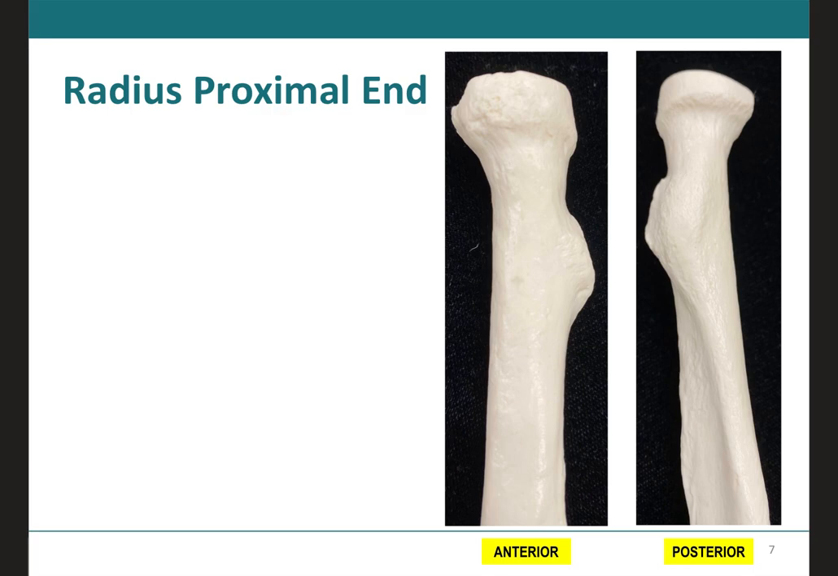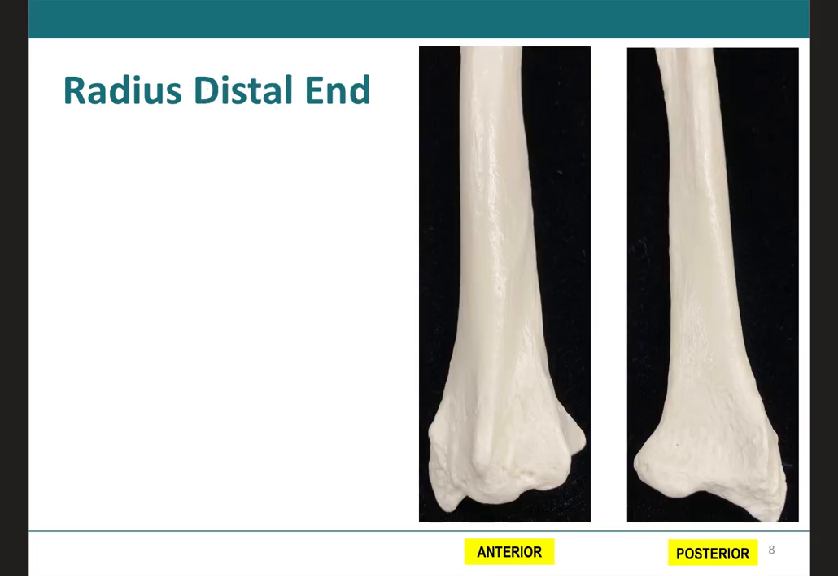Again, on a magnified view of the proximal end of the radius, this is the head, this is the neck, and this would be your radial tuberosity. Same thing on the other side, the head, the neck, and the radial tuberosity, anterior view, posterior view. On a magnified view of the distal end, this is an anterior view, this is the posterior view. We can clearly see the styloid process over here on both sides. And here, this flat part would be your ulnar notch.